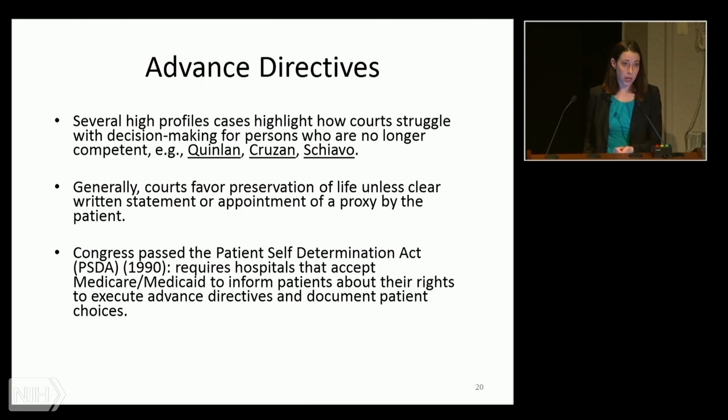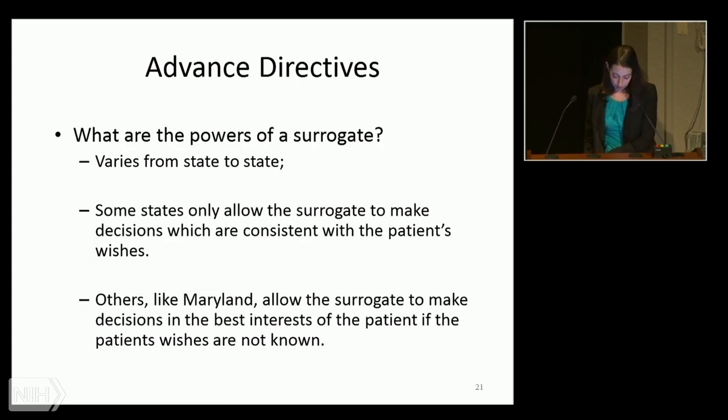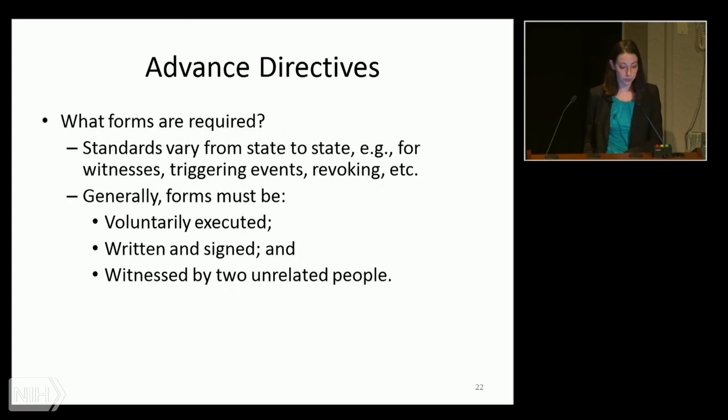So we've talked about guardians and we've talked about advance directives. Now we're going to move on and talk about surrogates. The power of a surrogate varies from state to state. Some allow surrogates to make decisions only when it's known what the patient's wishes are. Some states, like Maryland, allow the surrogate to make a decision in the best interests of the patient. The forms also vary state by state. They generally have to be voluntarily executed, written, signed, and witnessed by 2 unrelated people.